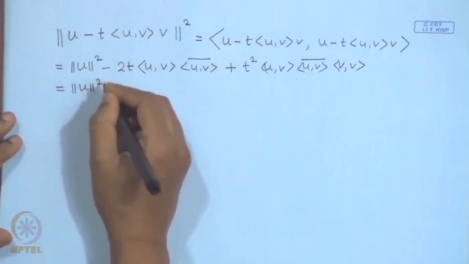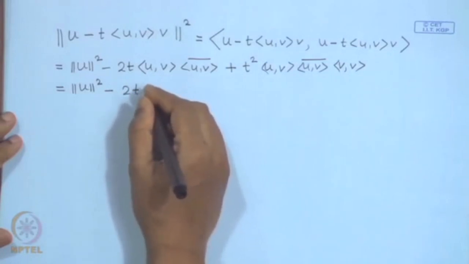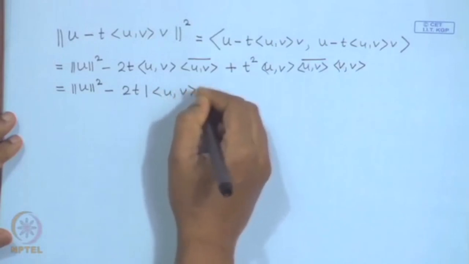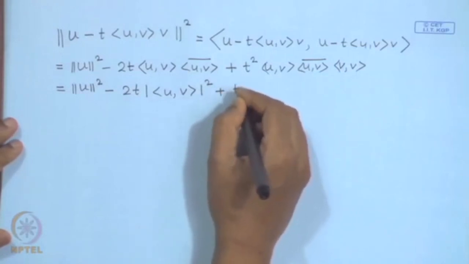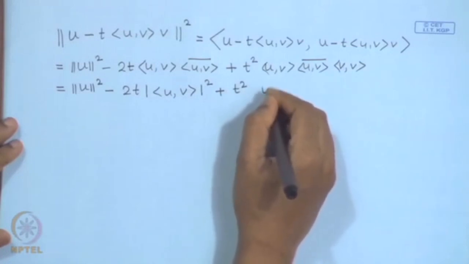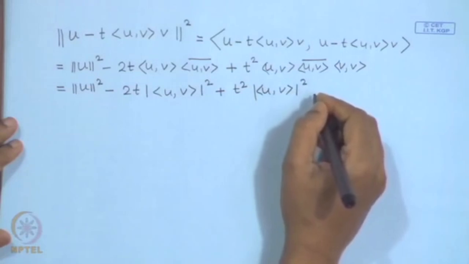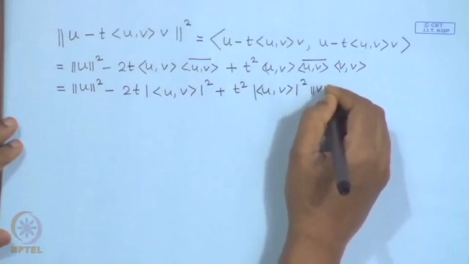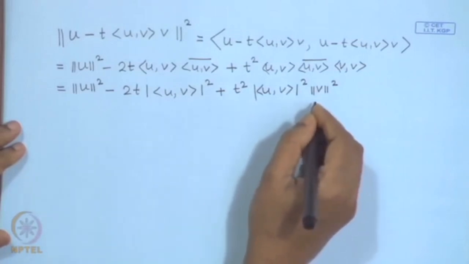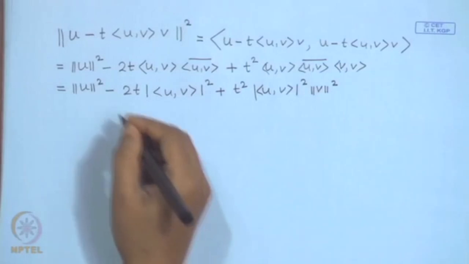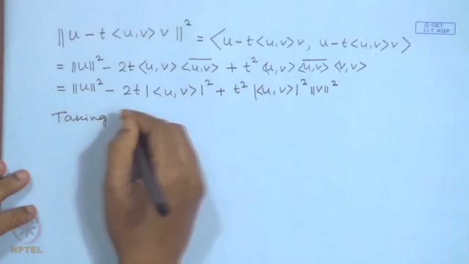Or this is equal to norm u square minus 2t absolute value of inner product of u, v square. This is from the property of complex numbers, that absolute value square of the inner product u, v times square of norm of v. So, this is true for every real value t. So, here we consider a particular value of t, that we can take any real value for t.